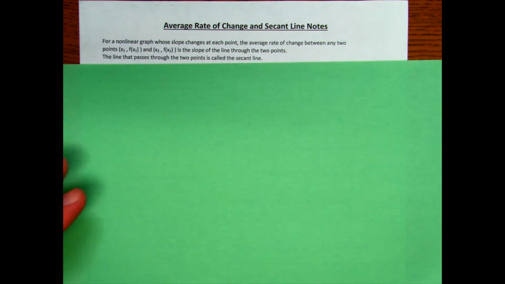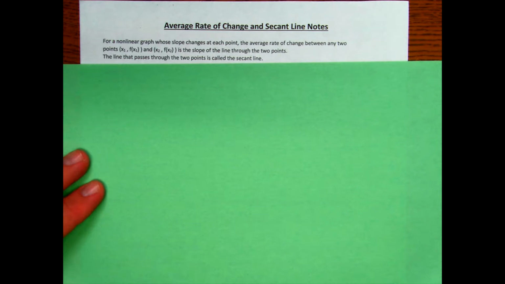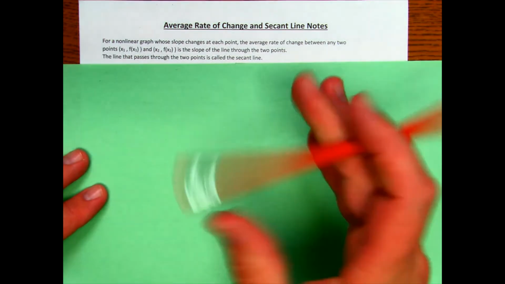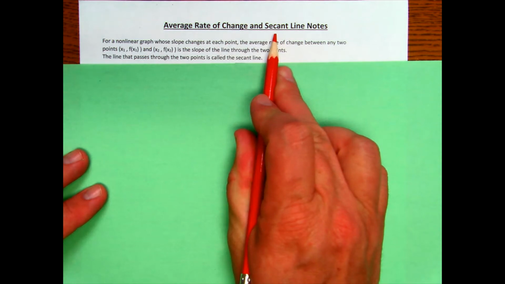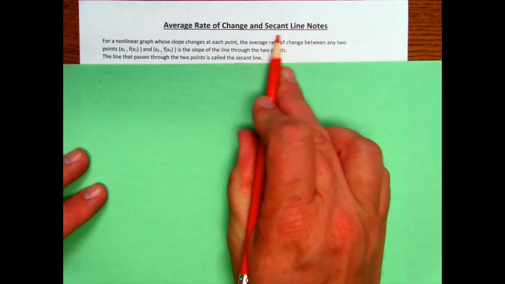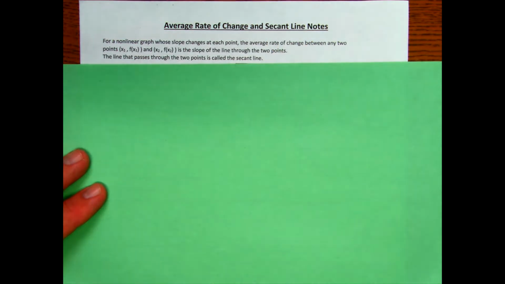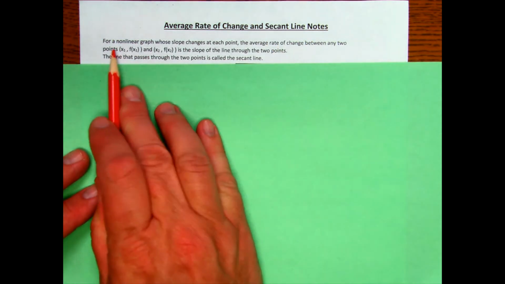All right, today's topic is average rate of change and secant lines. Now, secant is not in the same context of secant as in the reciprocal of cosine. It has a different meaning in what we're going to be doing for today. All right, some background information.